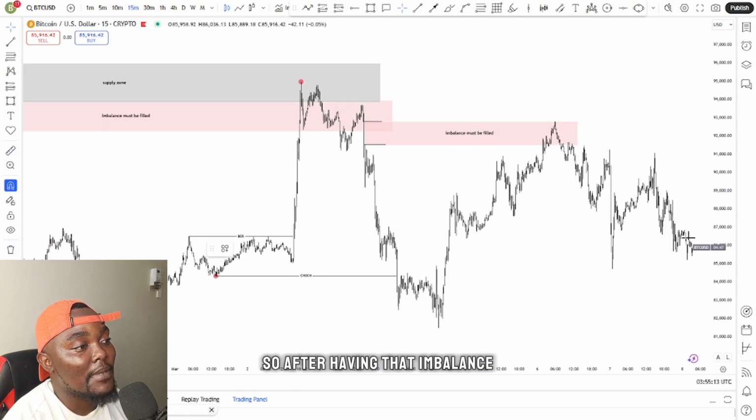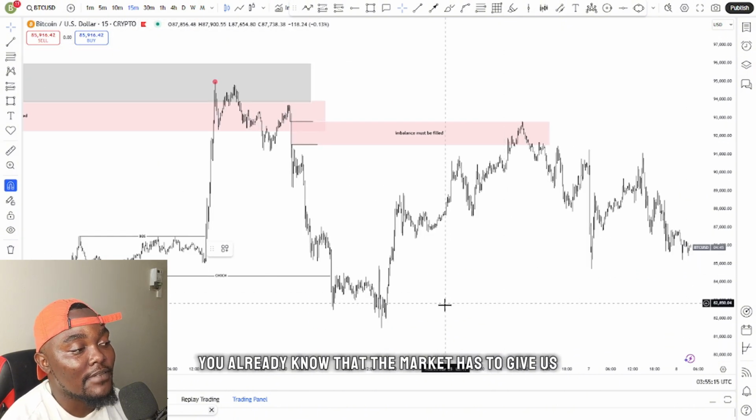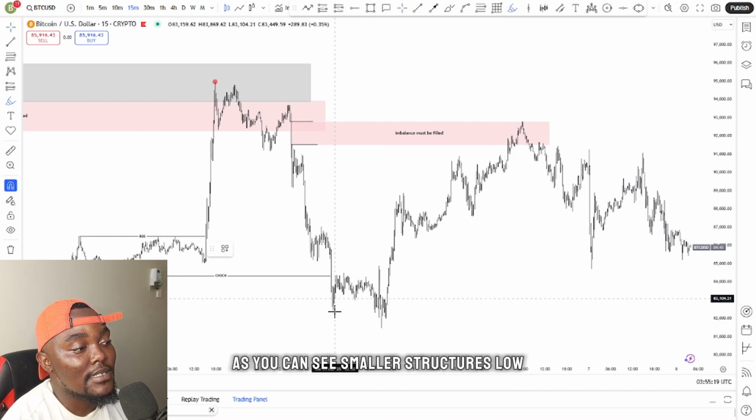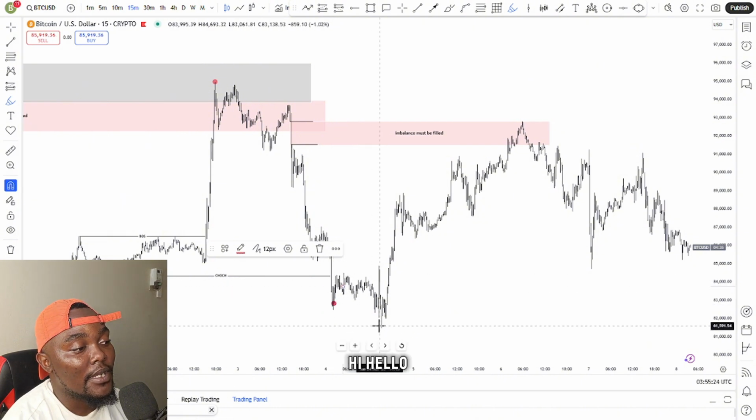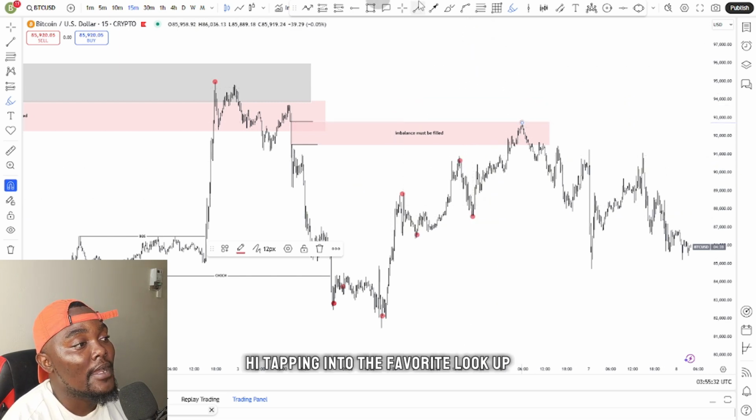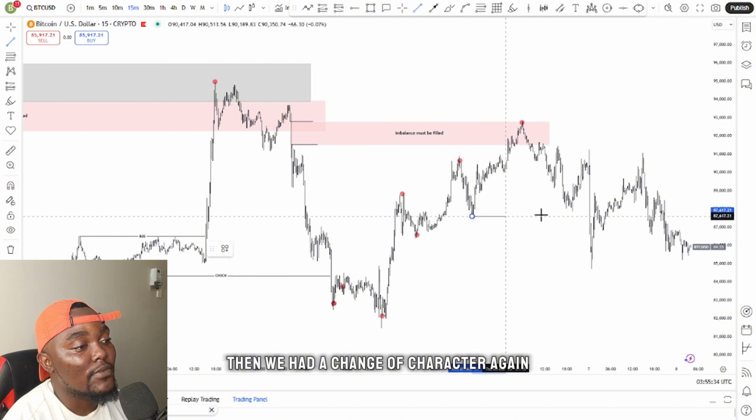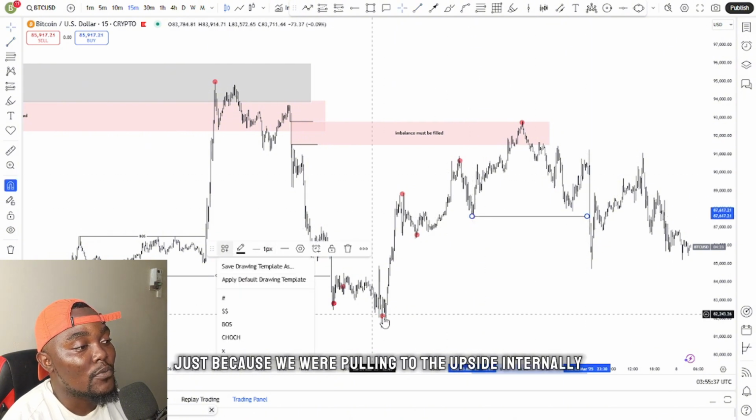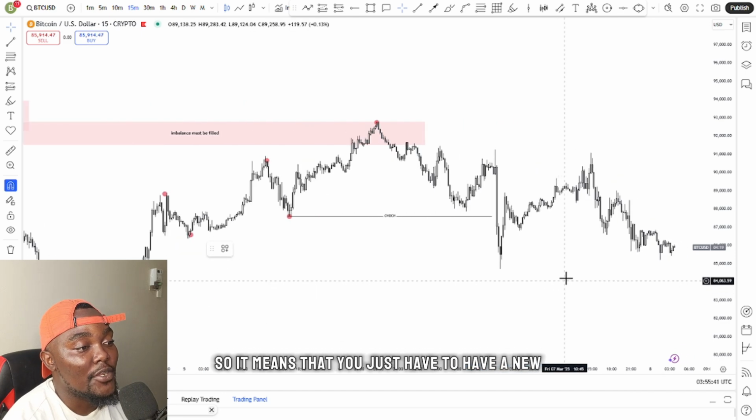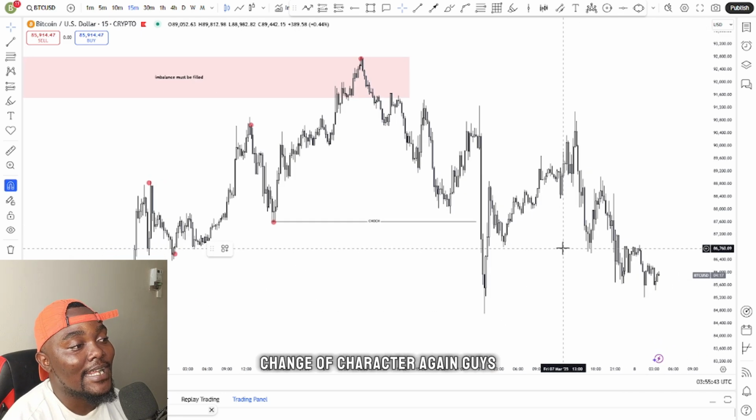So after having that imbalance, you already know that the market has to give us a pullback into areas of interest. So we were pushing up nicely, as you can see. Smaller structures, low here, lower high, lower low, higher low, higher low, higher high, higher low, higher high, higher low, higher high, tapping into the fair value gap, as you can see right there. Then we had a change of character again, just because we were pulling to the upside internally. So it means that you just have to have a new change of character again, guys.